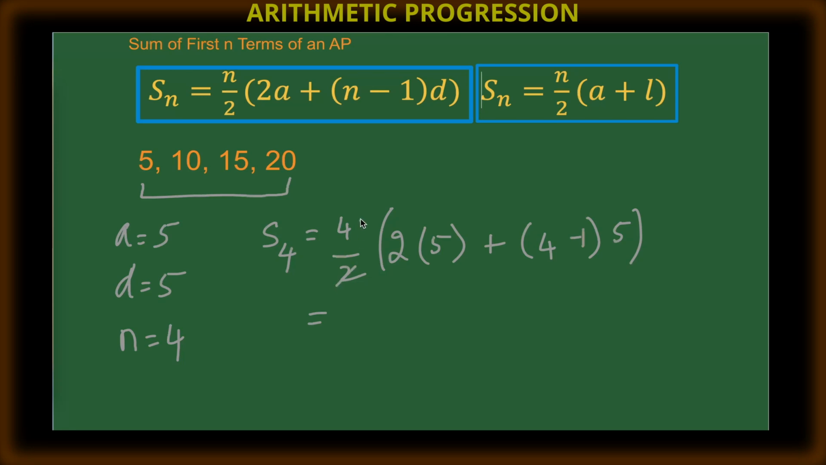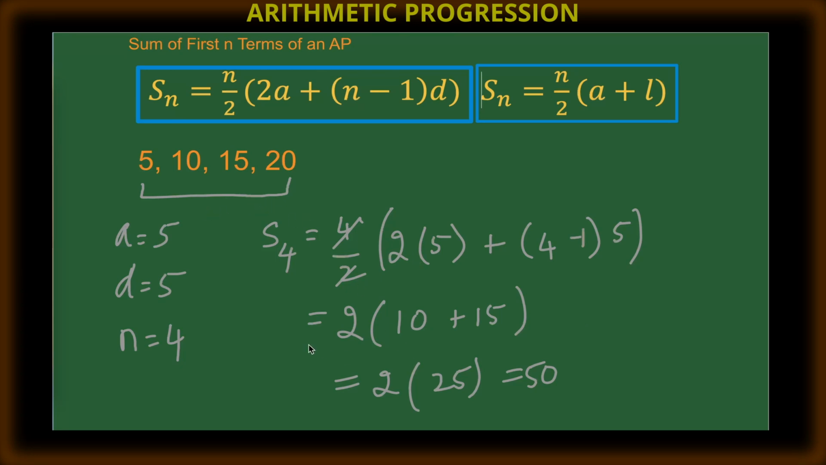Okay, let's try to simplify. 4 divided by 2 is 2 here. Okay, 2 fives are 10, plus 4 minus 1 is 3, 3 into 5 is 15. Okay, 2 into 25. Okay, this sum is 50.